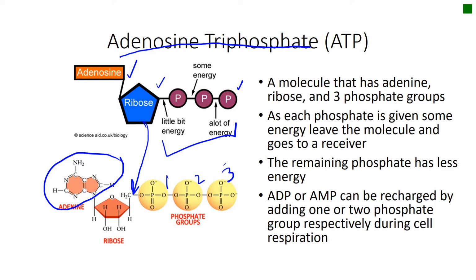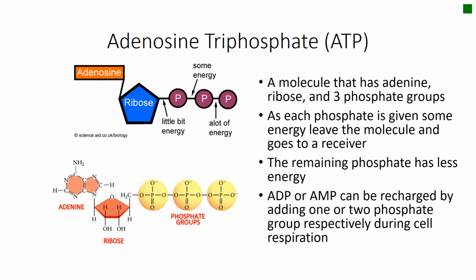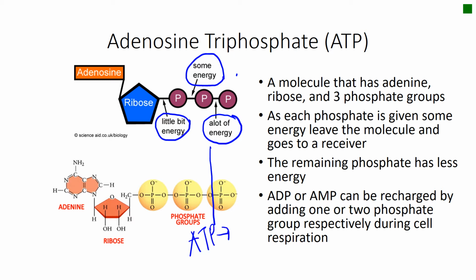Now, as you can see from picture number 1 on the top, the first phosphate has a lot of energy, while the second phosphate has some energy, and the last phosphate will release a little bit of energy. If one phosphate leaves the ATP, ATP becomes ADP. The D stands for diphosphate, so it is called adenosine diphosphate.